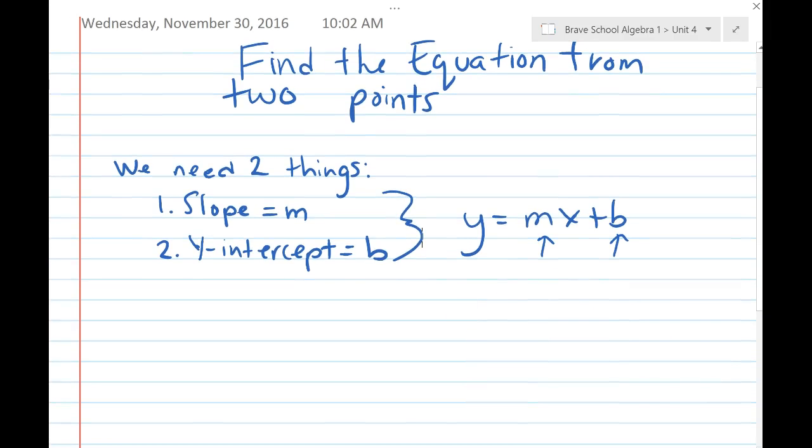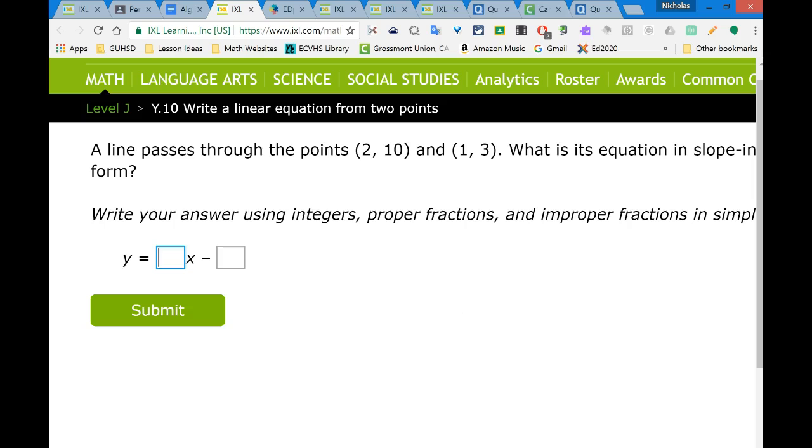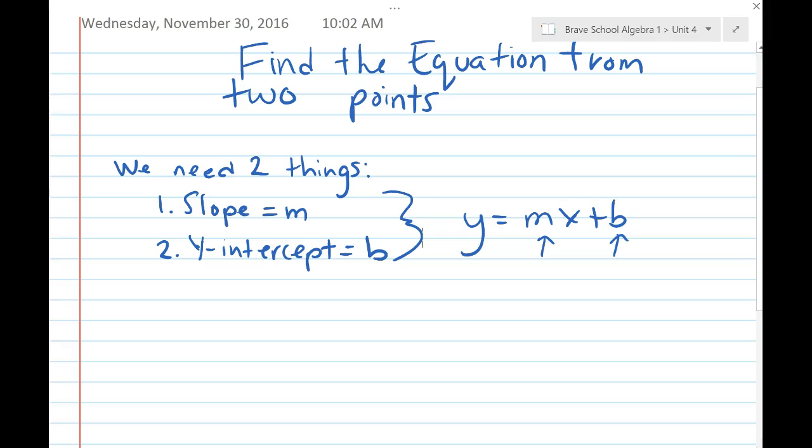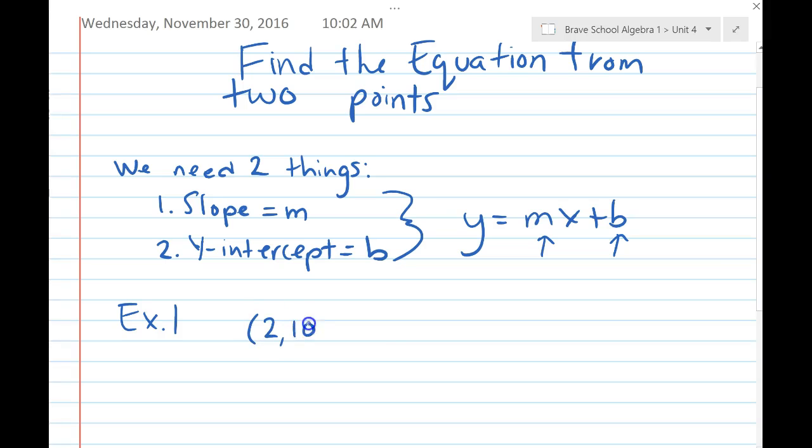So I'm going to go to IXL.com because this is going to be your homework. Oops, sorry. Let's go here. And you see here we got these 2 points. We got 2, 10, and 1, 3. So what we're going to do is we take those 2 points. Let's label this example 1. And you're going to have 2, 10, and 1, 3.